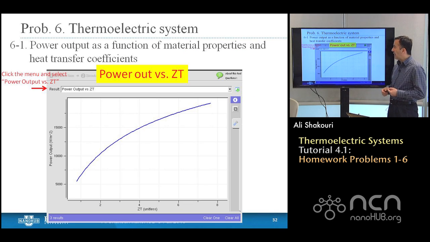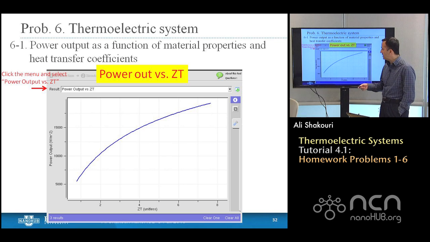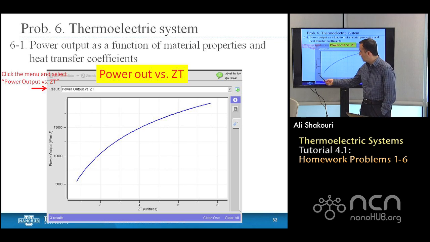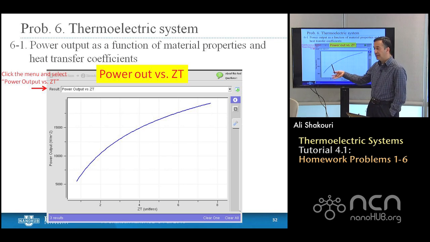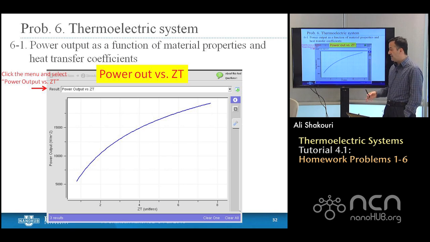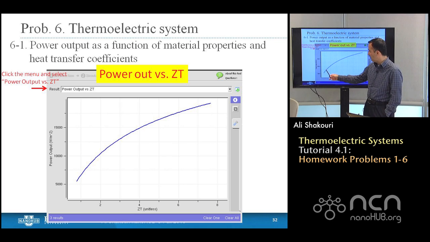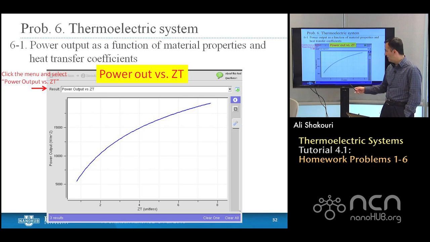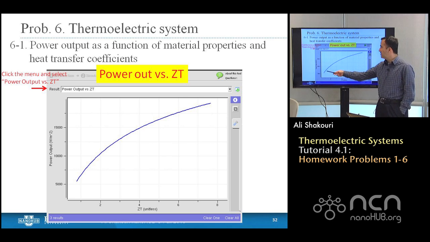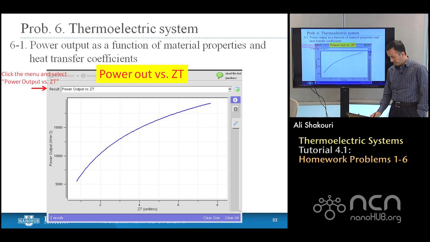This program calculates the power output and the cost and everything, taking into account a lot of the parasitics due to the heat spreading and so on that we discussed in the lectures. At the end, you can calculate the power out for given heat transfer coefficients and temperature versus ZT, or Z as a uniqueness number. And you can see when ZT is 1, you can get something on the order of, let's say, 7000 watt per meter square. And when ZT becomes larger, you can see how this number goes up.